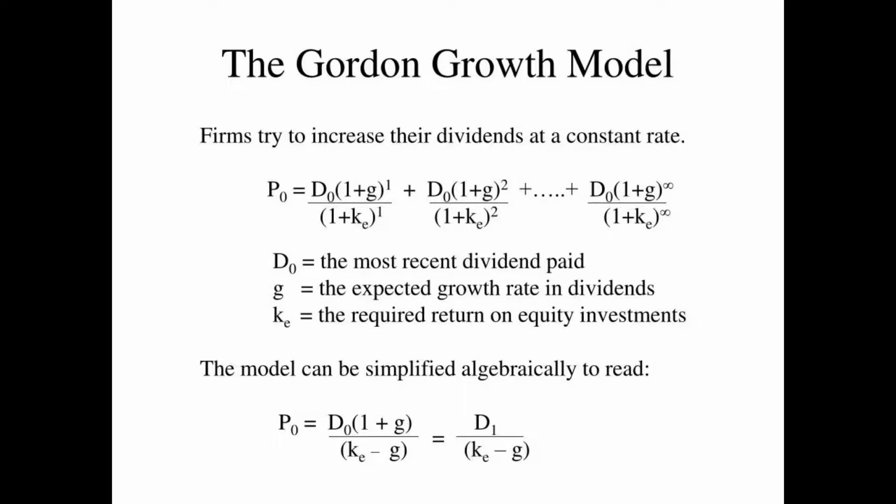Application: the global financial crisis and the stock market. The financial crisis that started in August 2007 led to one of the worst bear markets in 50 years. Downward revision of growth prospects, down g, and increased uncertainty, up Ke. The Gordon model predicts a drop in stock prices.